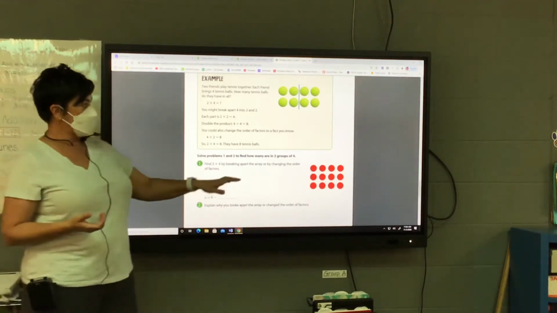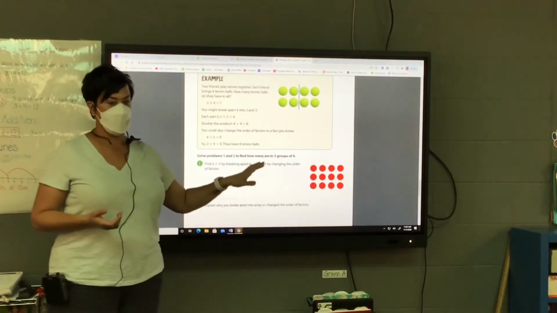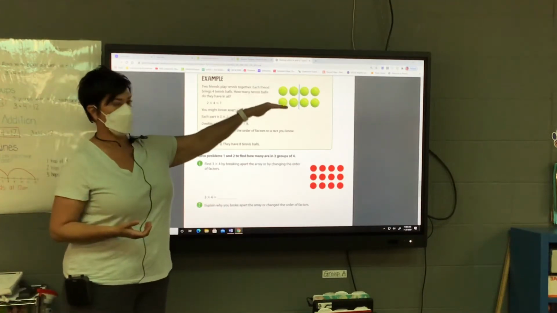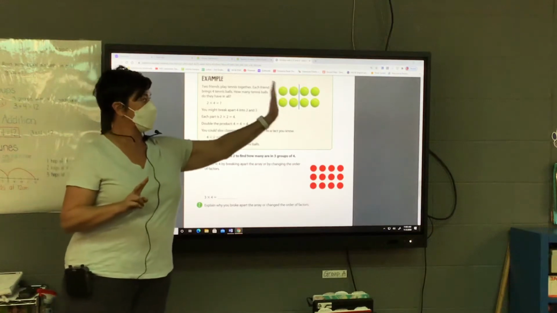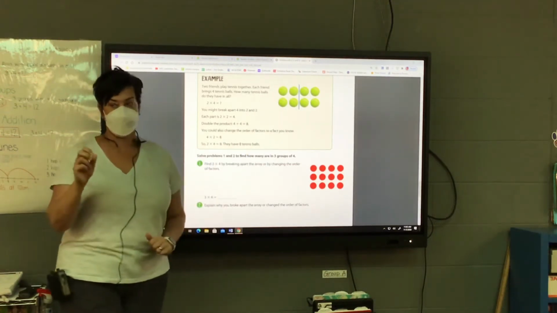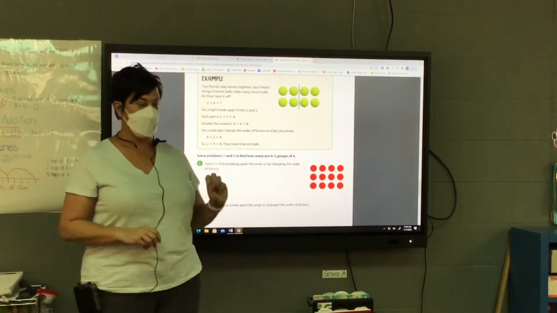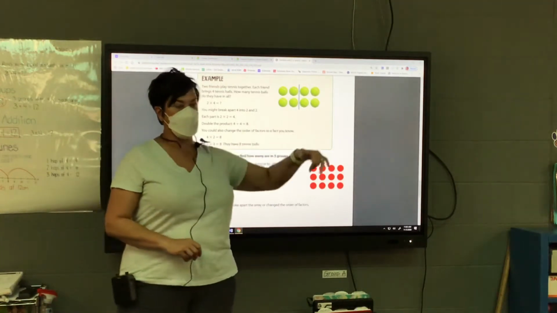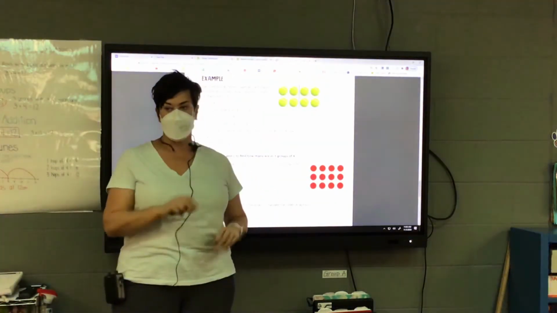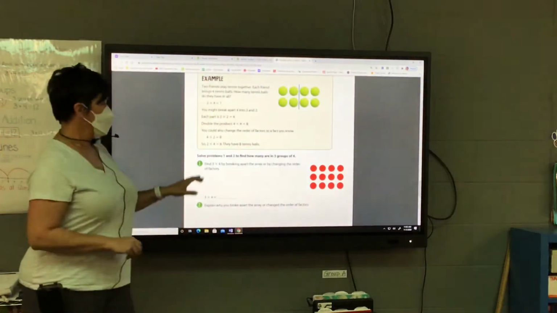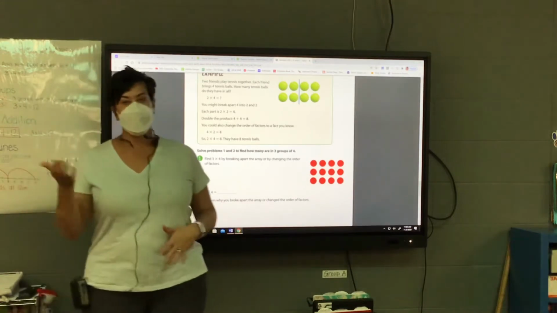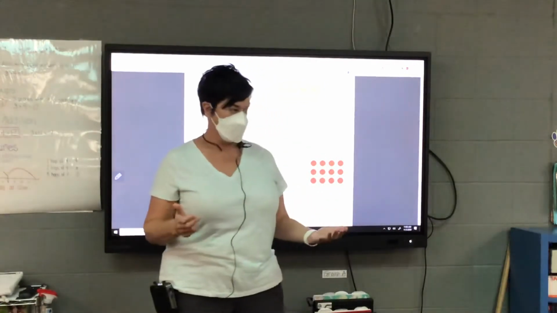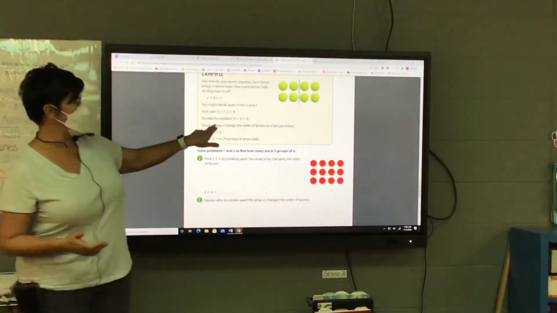So each part is 2 times 2. Remember doing this? How many rows? 2. How many tennis balls in each row? 2. That's where they get 2 times 2. What about on this side? How many rows? 2. How many tennis balls in each row? 2. So again, 2 times 2. So then we have 2 times 2. What does that equal? 4. And 2 times 2, what does that equal? 4.